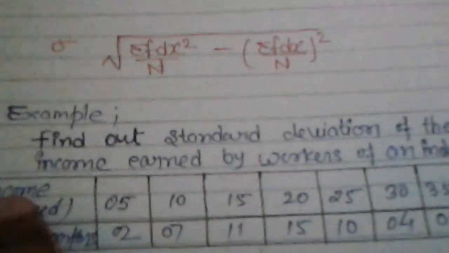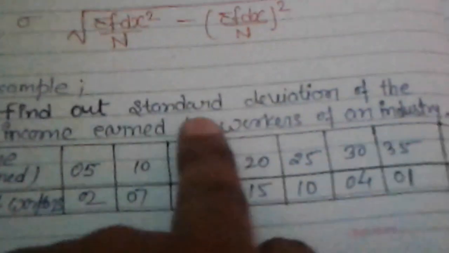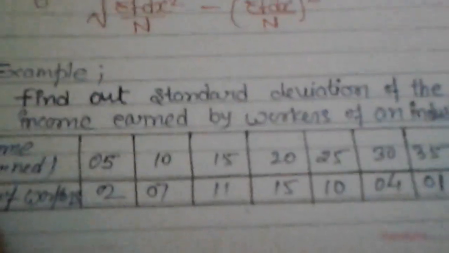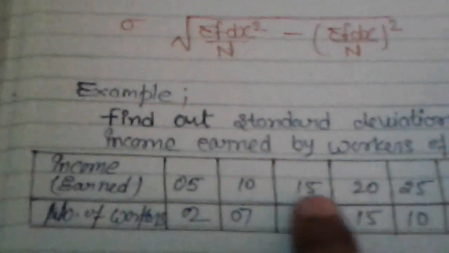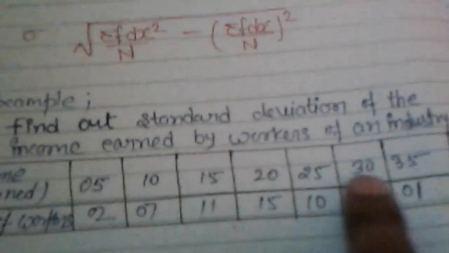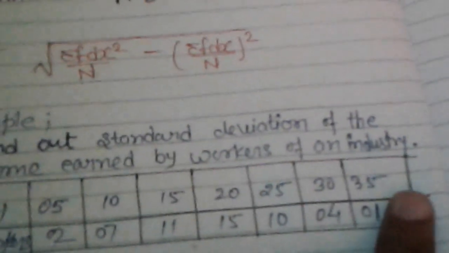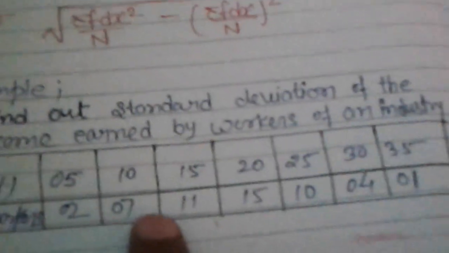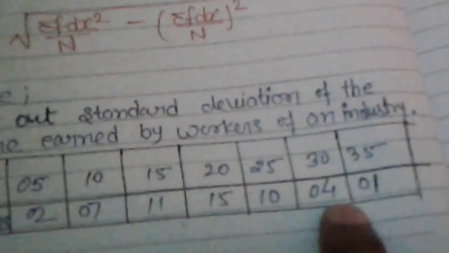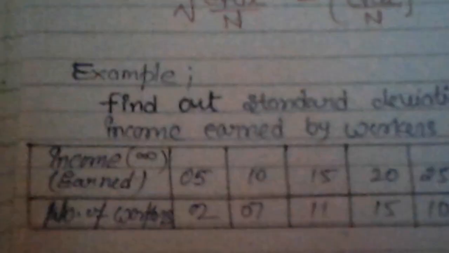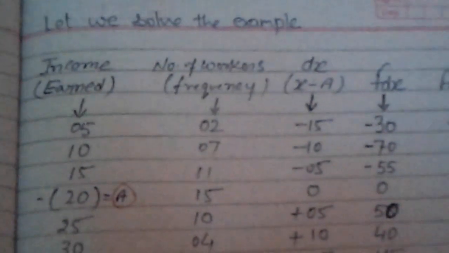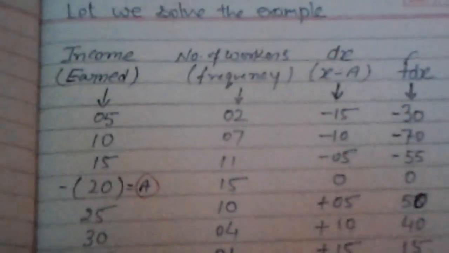We are taking one example here. Find out the standard deviation of the income earned by workers of an industry. These are the income slabs 5, 10, 15, 20, 25, 30, 35, and this is the frequency, the number of workers: 2, 7, 11, 15, 10, 4 and 1. Here income is mentioned in thousands. We are arranging it in that format.